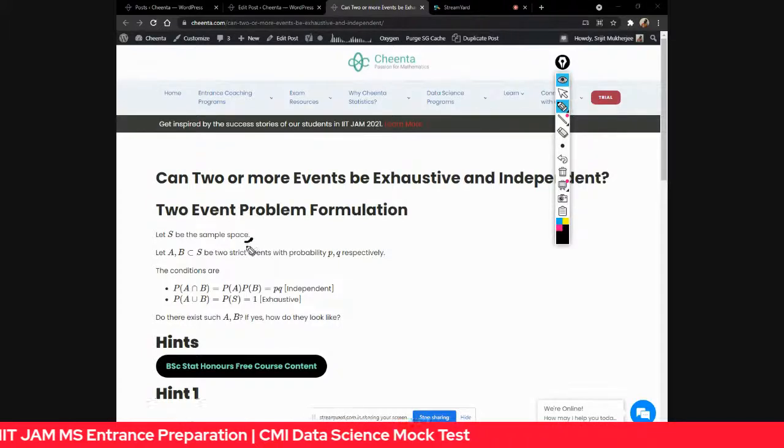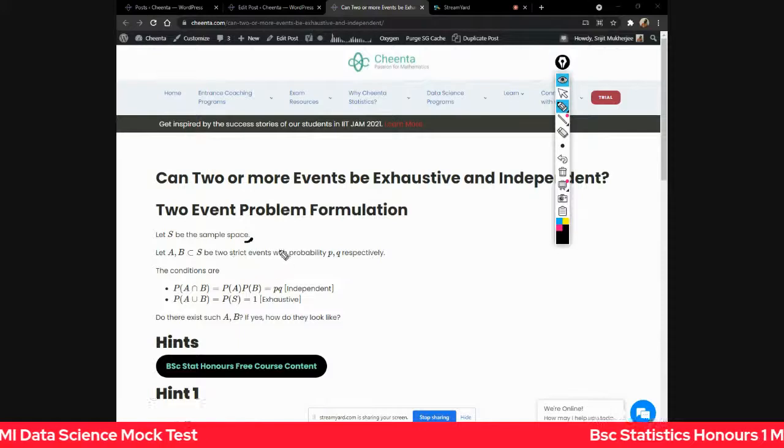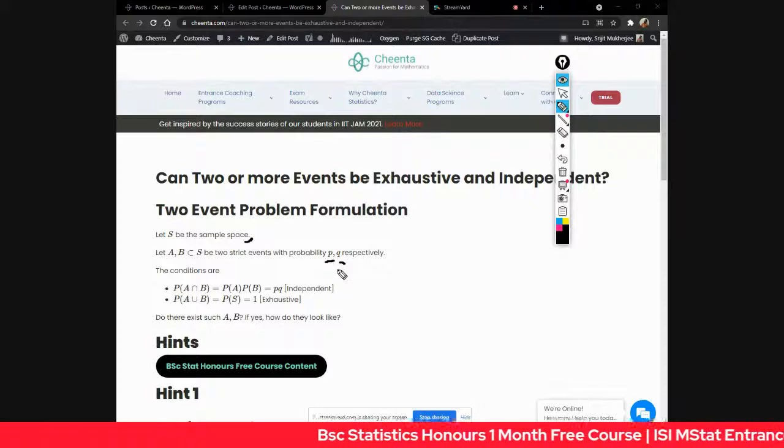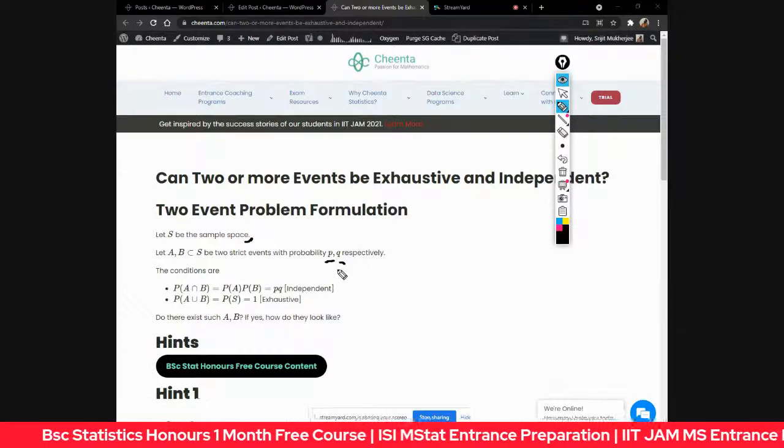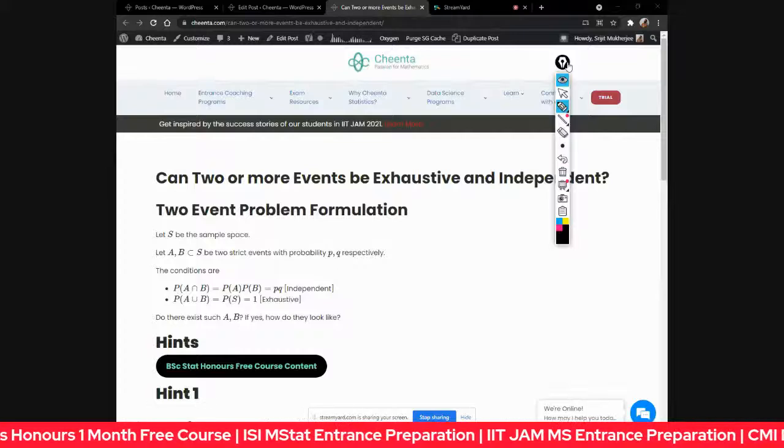So let's define the problem first. S is the sample space, and A, B are strict events. That means A and B cannot be S, with probabilities P and Q. So P plus Q is not equal to 1. But P and Q, I just give them as two real numbers.